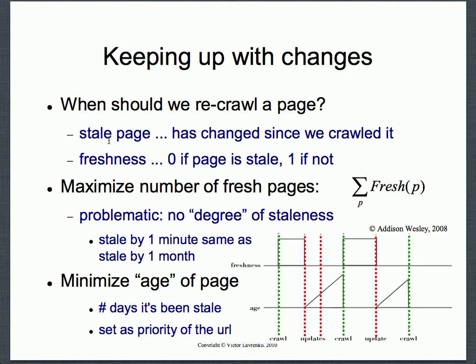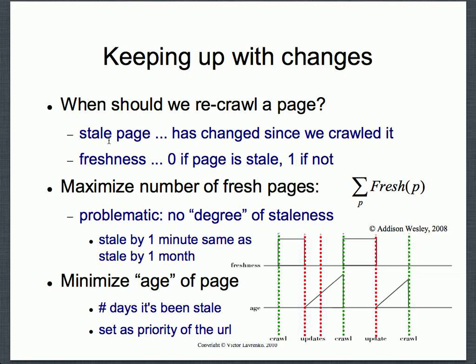So you could try to just maximize the freshness of pages over your entire index. This is slightly problematic. First of all, how do you get that? And second, if you were able to get that, this doesn't indicate a degree of freshness or staleness, right? So a page could have been indexed a month ago or a minute ago and it's still stale. So that's not a very good metric. So what else could you do? What you could do is minimize the age, the expected age of your entire index.